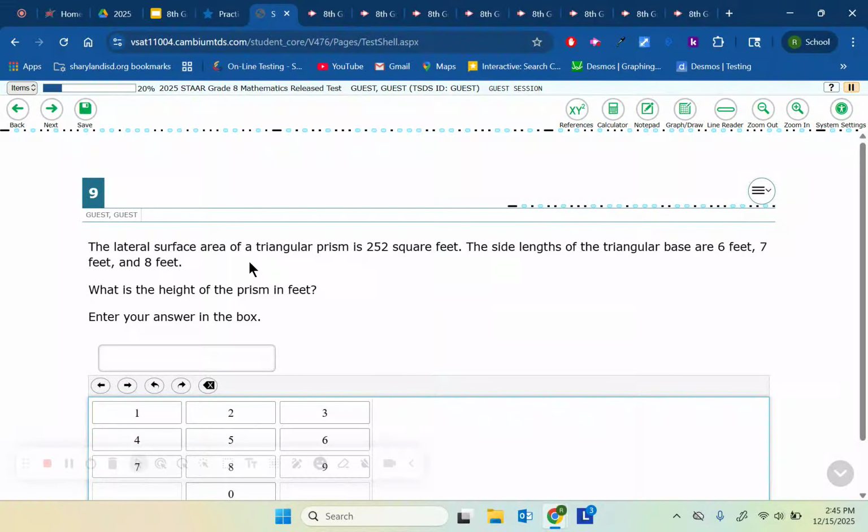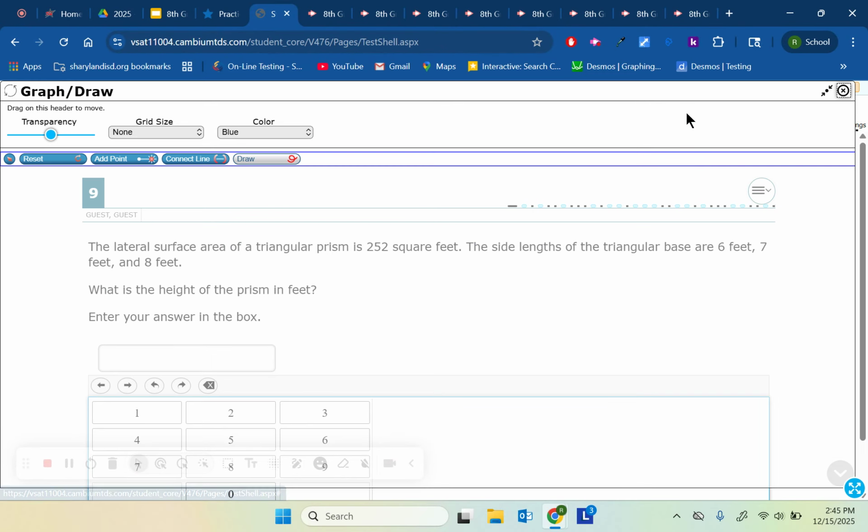All right, so we're looking at a lateral surface area of a triangular prism is 252 square feet. The side lengths of the triangular base are 6 feet, 7 feet, and 8 feet. So I'm going to draw this out. This is an interesting problem.